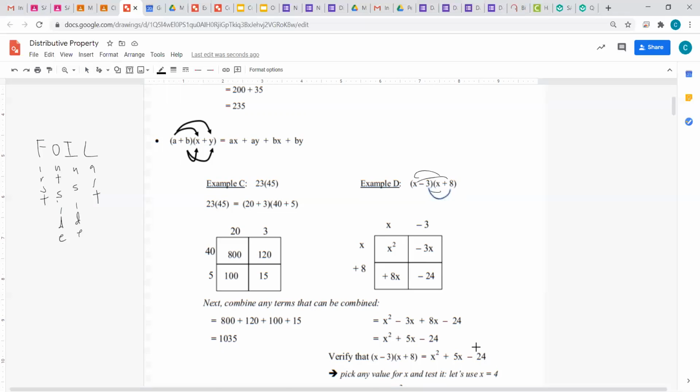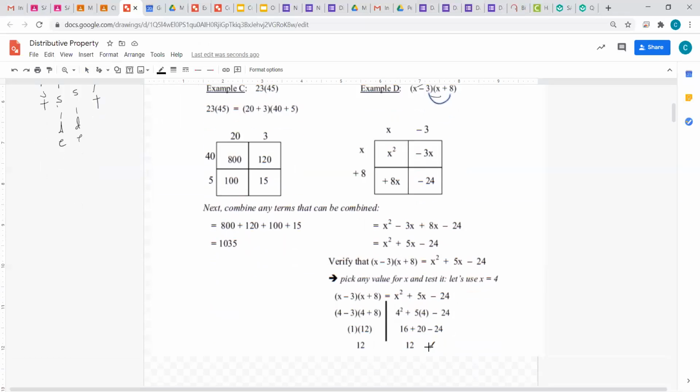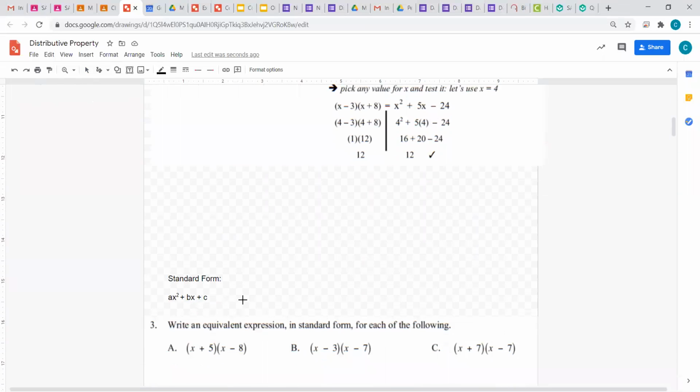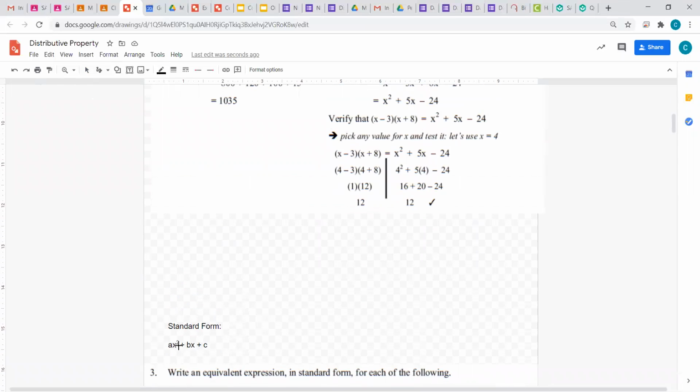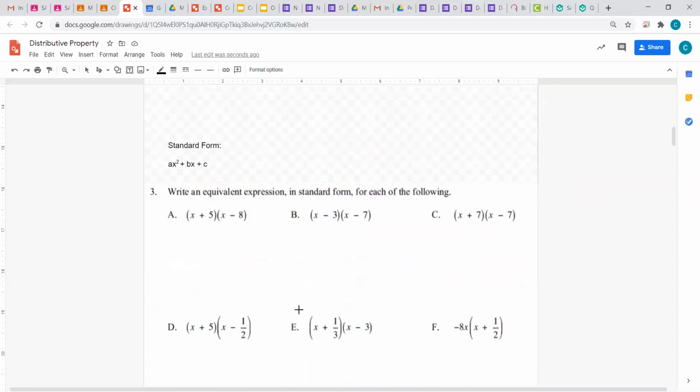Now, you're going to hear this term a lot, this is in standard form. Standard form is simply putting things in order. First, it's the x squared term, then the x term, then the constant term. A, B, and C are all constants. They're all numbers. So I'm just going to do the first one here.